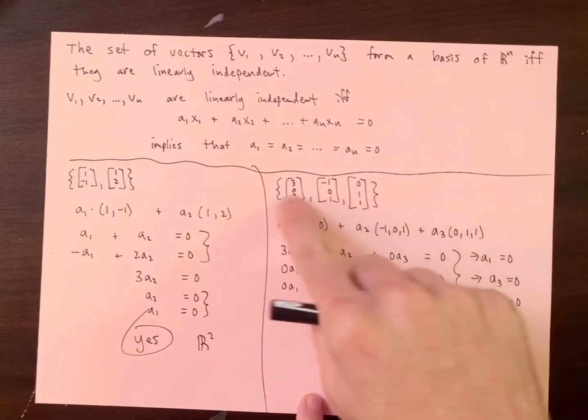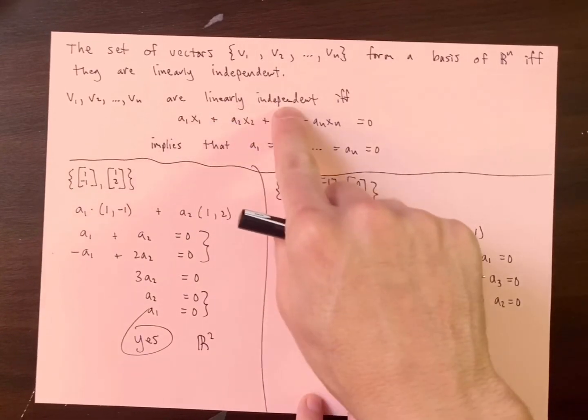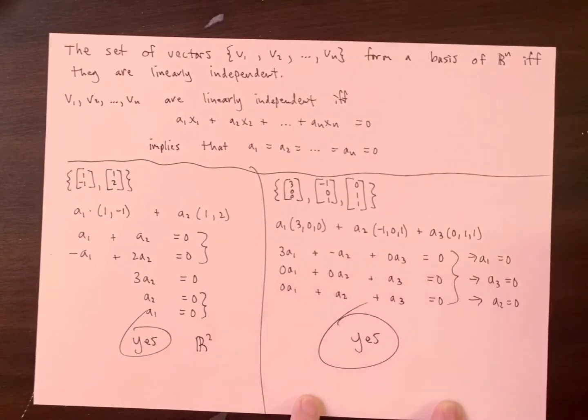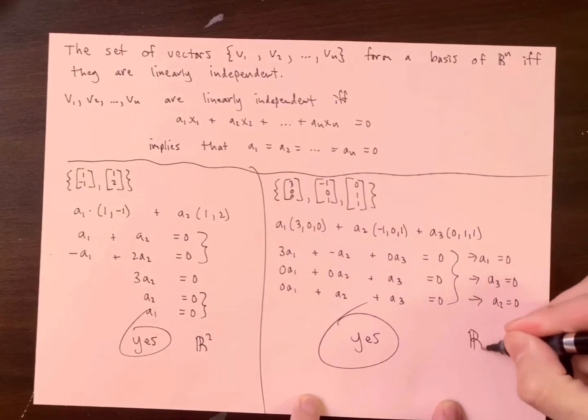So these vectors are linearly independent. So the answer is again yes. These vectors form a basis for R3.